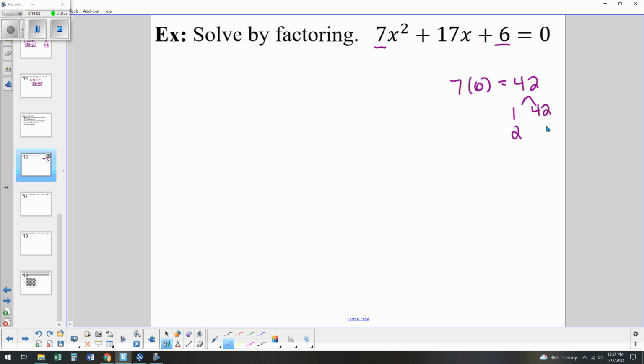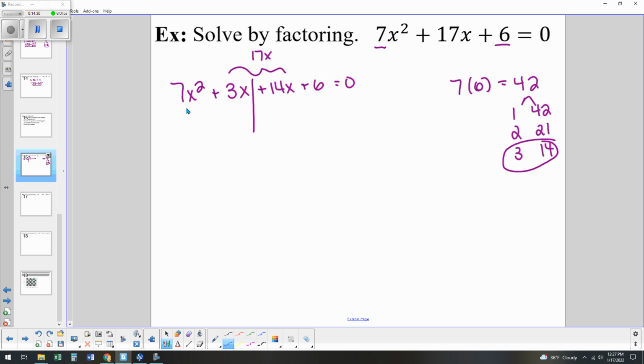So 1 and 42, 2 and 21, 3 and 14, and that right there adds to 17. So when I rewrite it, so that's plus 3x plus 14x plus 6, right? We changed 17x into 3x plus 14x. So we're going to group. Out of the first 2, only an x comes out. So we're still left with 7x plus 3 there. Out of the second 2, I could take out a 2, right? A positive 2. So 14x over 2 is 7x, 6 over 2 is 3. So we know this worked because we had 2 7x plus 3's. So my factors are 7x plus 3 and x plus 2.